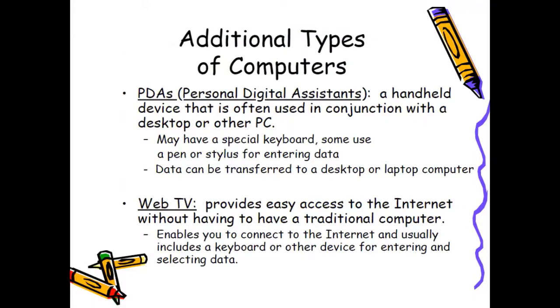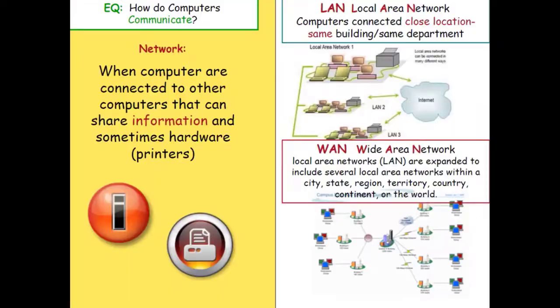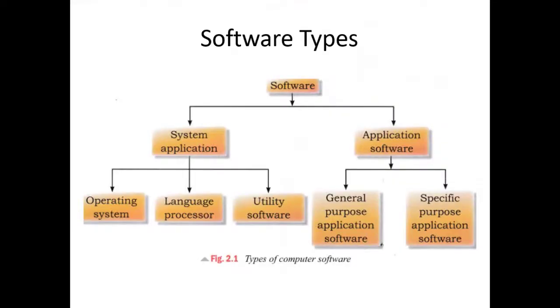Okay, and we talked about some additional types of computers like the PDA and the web TVs, and how computers can communicate as well. And we talked about the software types, that there are two types of software: system software and application software, which we will talk about, inshallah, in the next lesson.